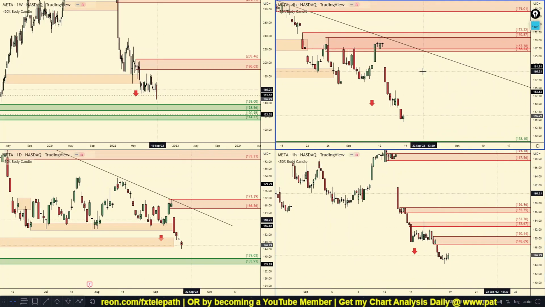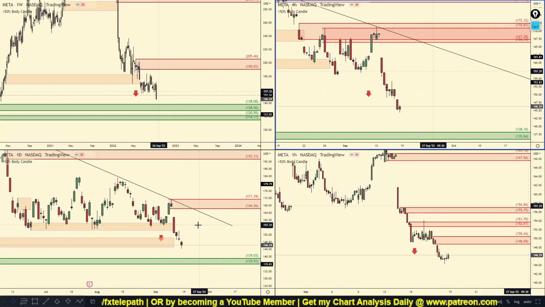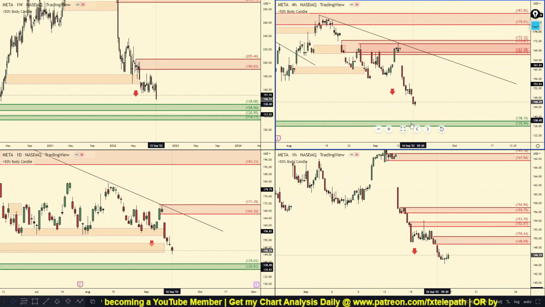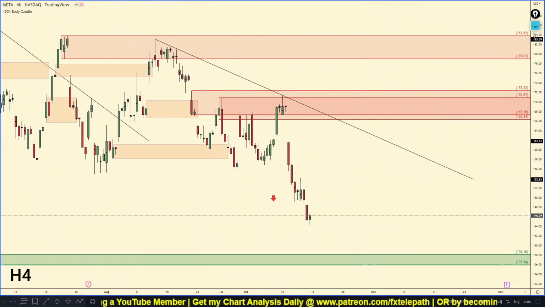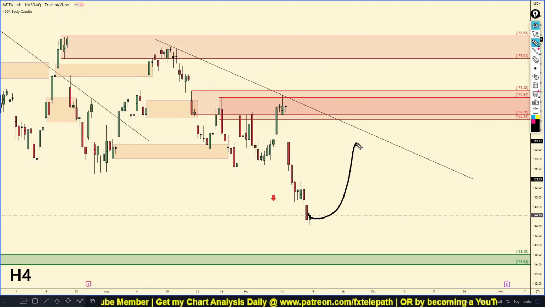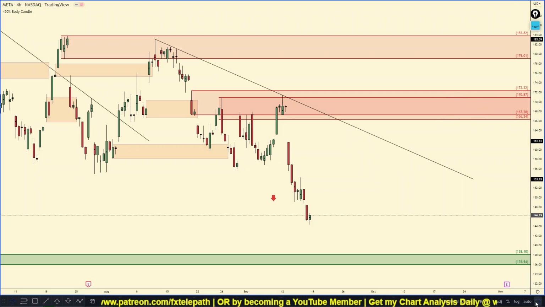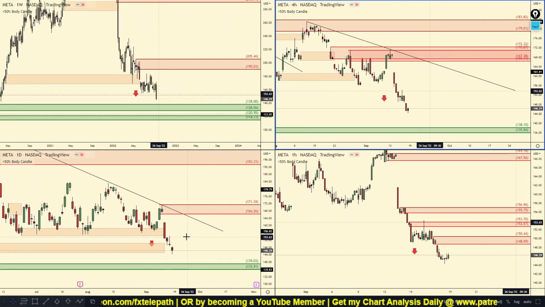So in my opinion, it's shorts all the way until we can see evidence that the trend is starting to turn around. And the evidence we would need to stop looking for short positions would be something like this on the 4-hour chart, where we break these significant two supply zones and this downward trend line. And at that point, I would say, okay, maybe we're going to start to see price move up, and maybe we're going to start to see an uptrend.